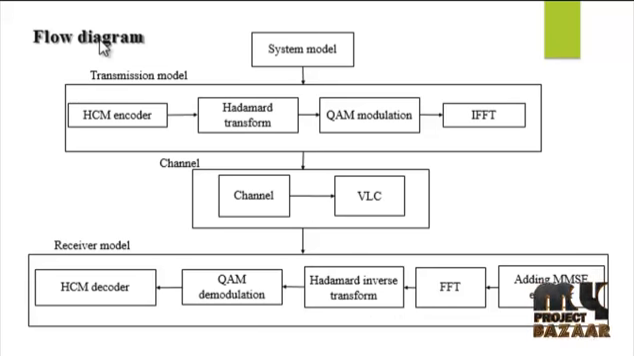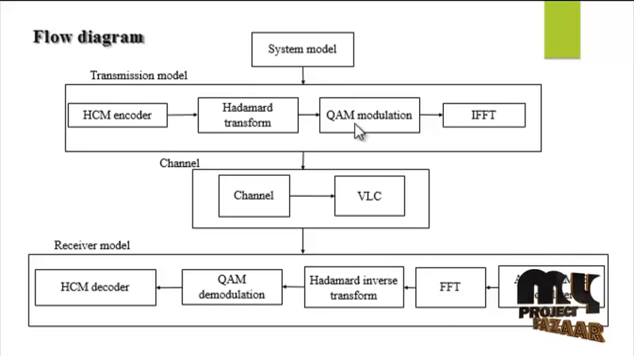So these are the changes to the receiver model, and then the QAM demodulation. Here we are using QAM modulation, and here we are using the QAM demodulation process. Finally we are getting the data sink. So that is an HCM decoder. These are the overall process of the HCM encoder and Hadamard transform.